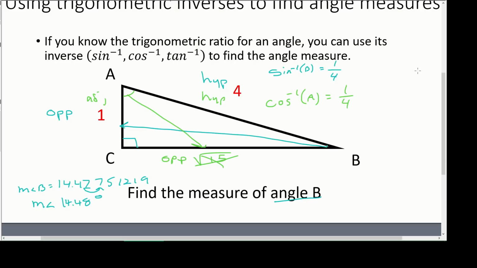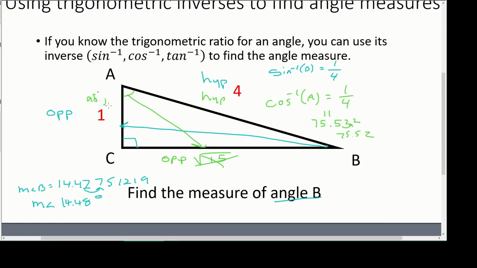Now I'm talking and punching the buttons. All right, 1 divided by 4 equals, I'm now showing 0.25. Now I'm going to hit second cosine, and I'm going to get that this is equal to 75.522. So I can round this to 75.52.